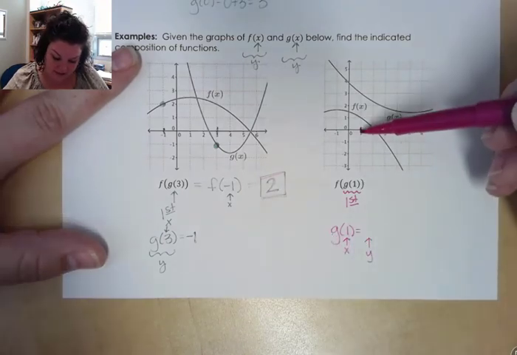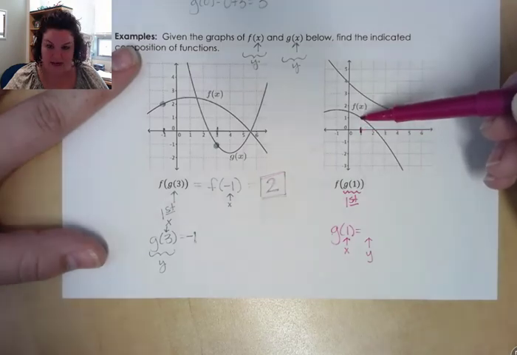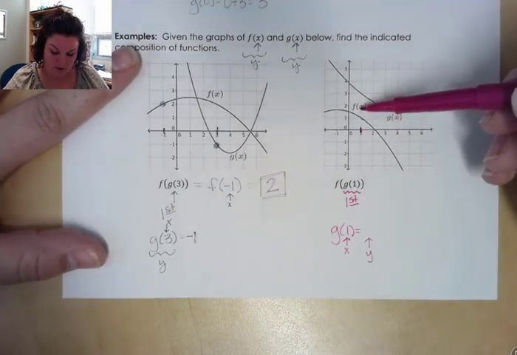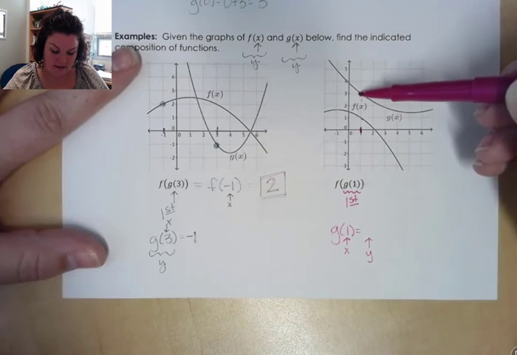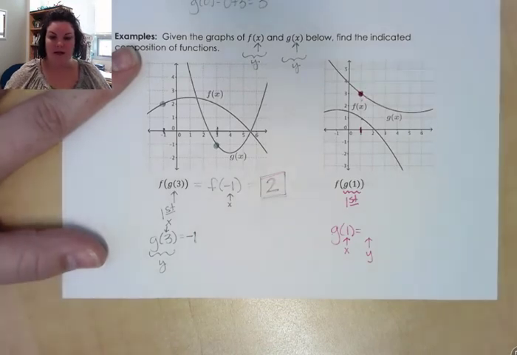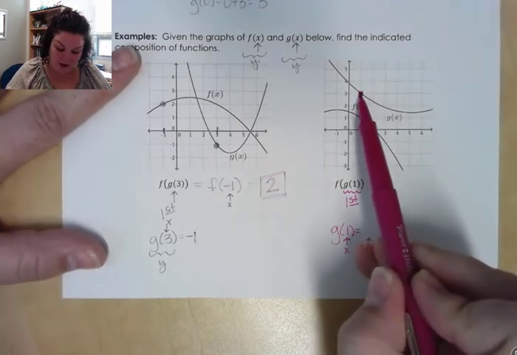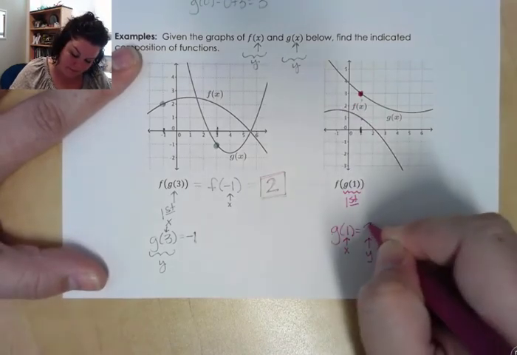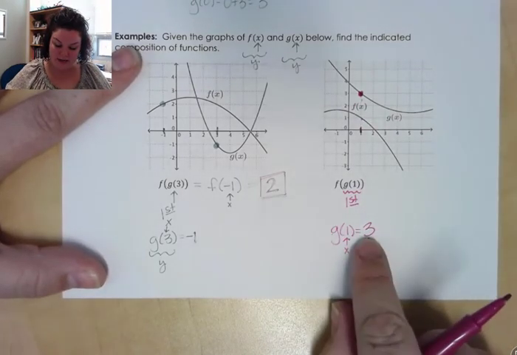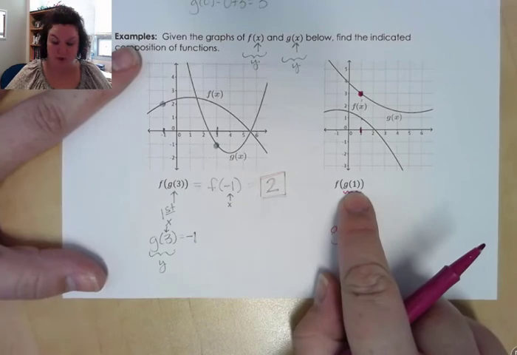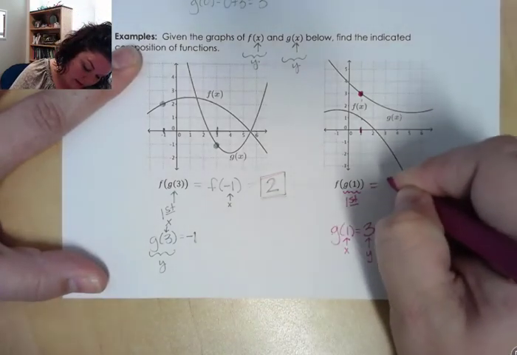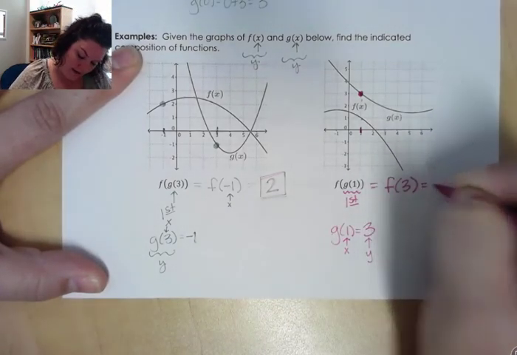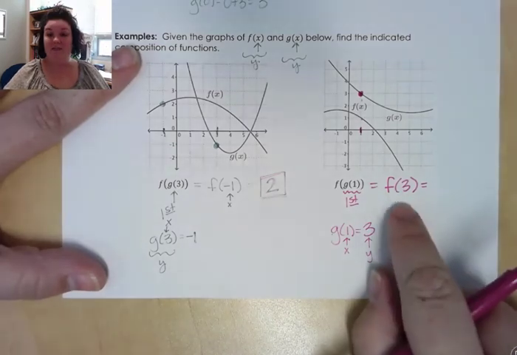I need to trace this up to my g curve, not this one, that's f. So I'm going to go all the way up to my g curve, and it hits my g curve right there. You can see at that point, its y value is 3. So 3 is what I can replace g of 1 with. Now we just have f evaluated at 3, and I want to know what that equals.